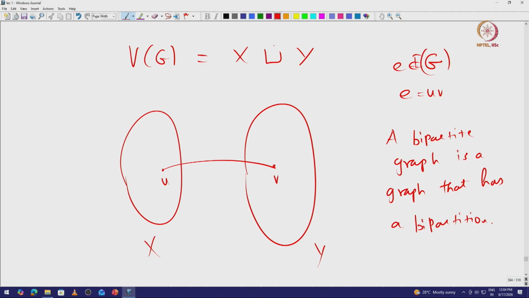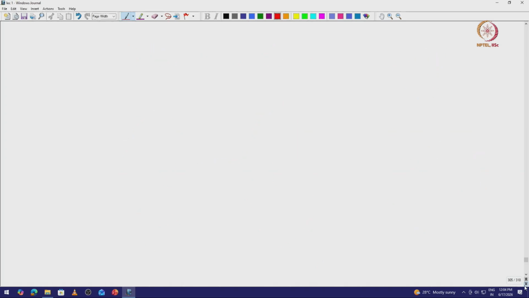So, what is a complete bipartite graph? A complete bipartite graph, to begin with, is a simple bipartite graph with the bipartition, let us say x and y, in which each vertex of x is joined to each vertex of y. So, let us write down. Usually we denote the complete bipartite graph by K m comma n, where m stands for the number of vertices in x and n stands for the number of vertices in y. So, this is our complete bipartite graph.